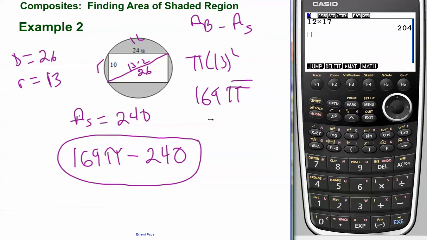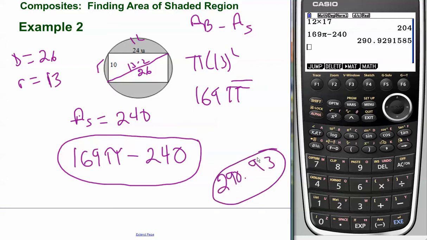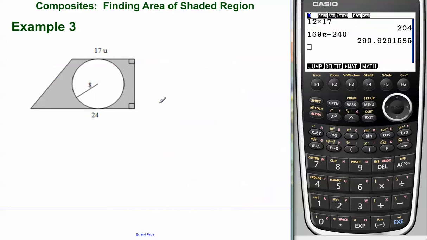If I say round to the nearest tenth, this is what you're going to do. You're going to do 169 shift pi. Remember, 3.14 is not pi. Minus 240. And you hit enter. And you got 290.93. If I say round to the nearest hundredths or something like that, it's 290.93. All right. So again, remember to use exact pi in the calculator. There's your pi button.